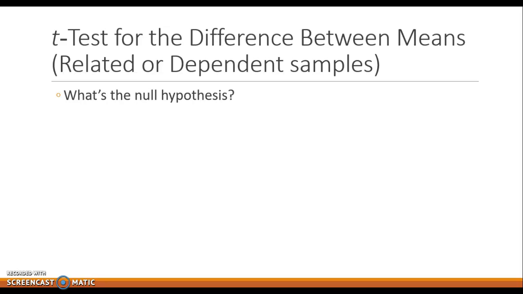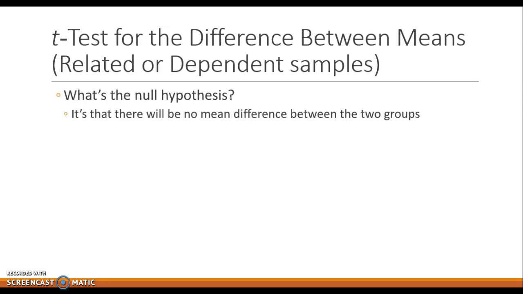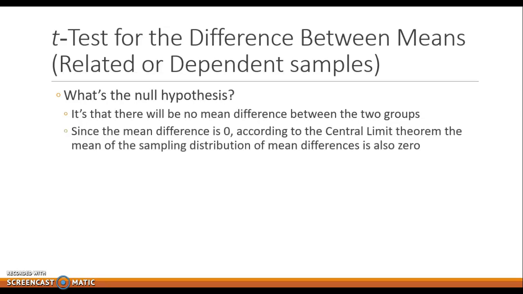The null hypothesis is that there's no mean difference between the two groups. That basically, if we could do the entire population, the two groups are going to give us the same result. Okay? And this is when we start bringing forward the good old central limit theorem. Since the mean difference is 0, according to the central limit theorem, the mean of the sampling distribution of mean differences is also 0.